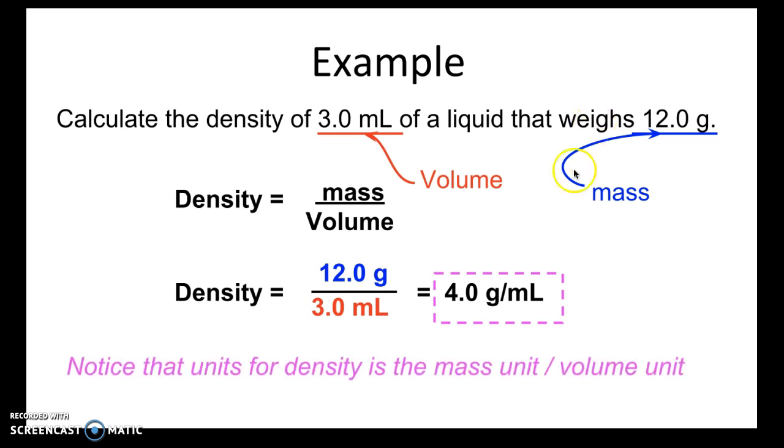You'll notice that the unit for density is simply the mass unit divided by the volume unit. So whatever units your mass and volume are in, that will be the unit for your density. If my mass here was in kilograms and my volume was in fluid ounces, my density unit would be kilograms per fluid ounce.